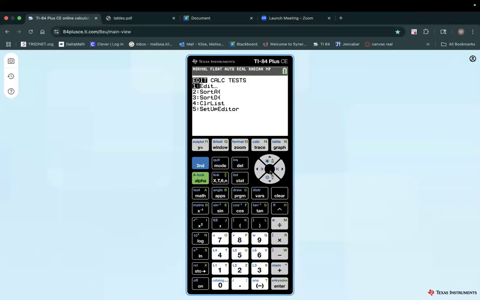So stat, go over to tests and down to 1 prop z test. This is 1 proportion z test, and hit enter. So what this asks me for is our p naught, because this wants to know what the population proportion is, or what proportion we're basing it on. This is asking us for our null hypothesis. So it's 0.46 is my null hypothesis.